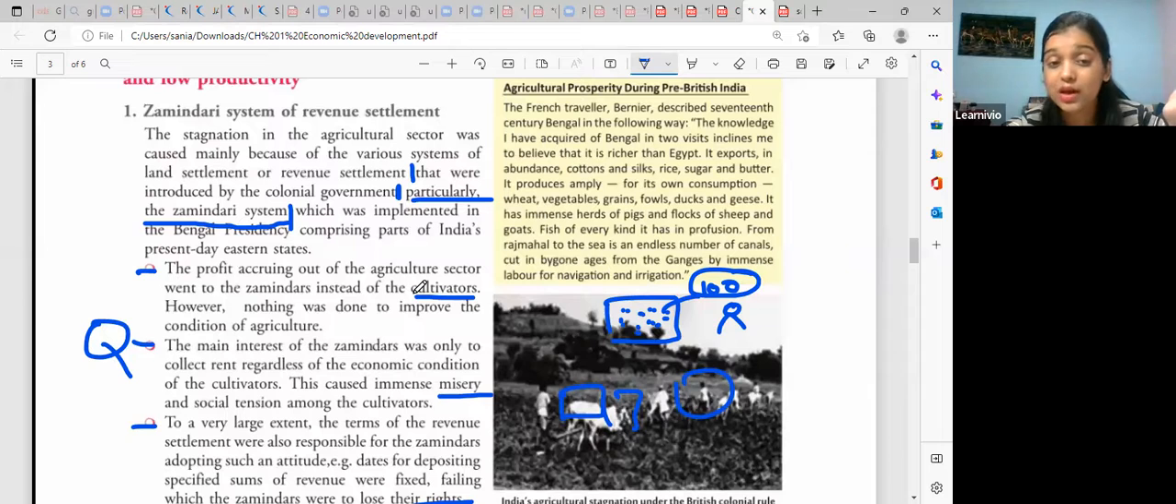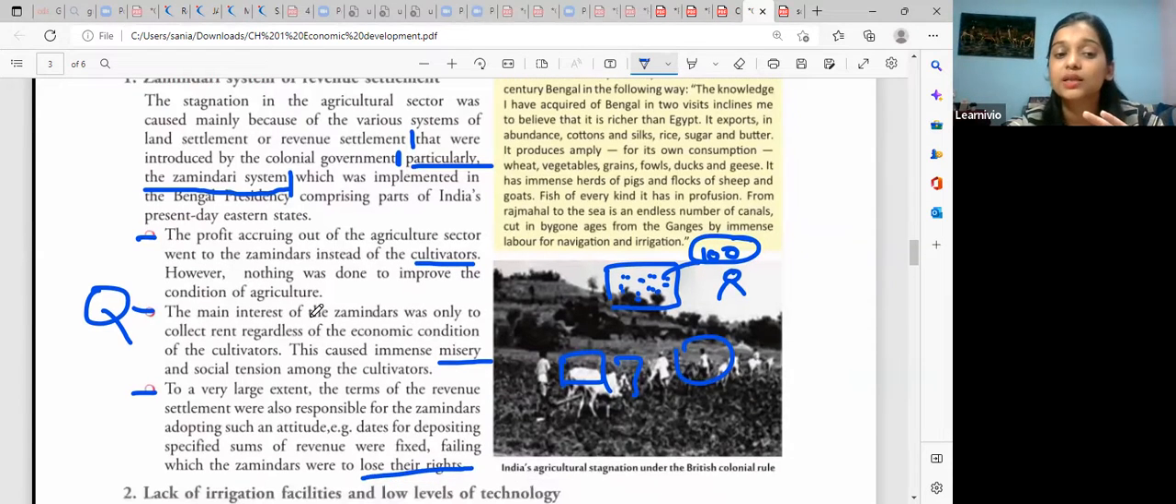And then the profit which was occurred by the agriculture sector was going directly to zamindars, and nothing was done to improve the condition of agriculture. Second, the main interest of zamindar was only to collect the rent regardless of the economic condition of the cultivator. This caused misery and social tension among the cultivators, and to a very large extent the terms of the revenue settlement were also responsible for the zamindar adopting such an attitude.